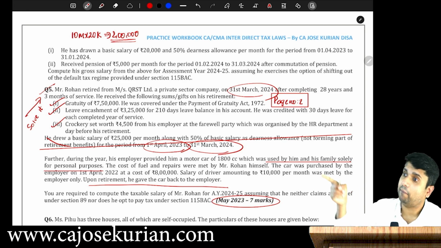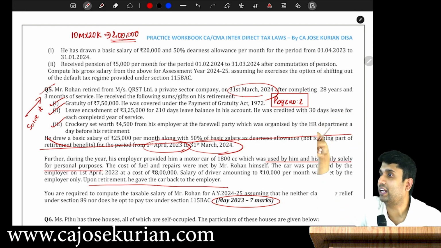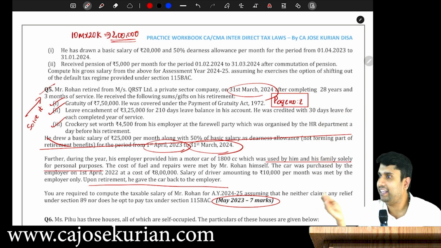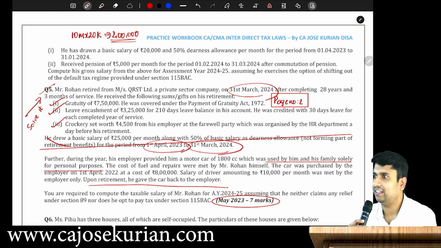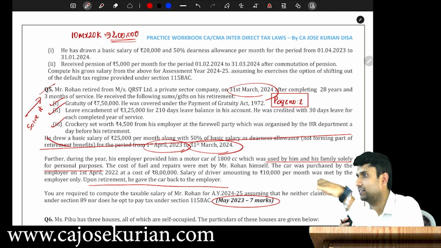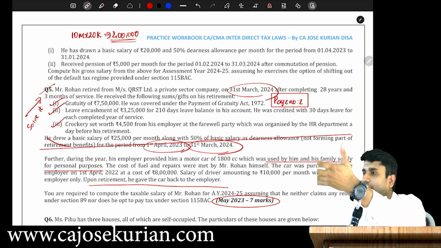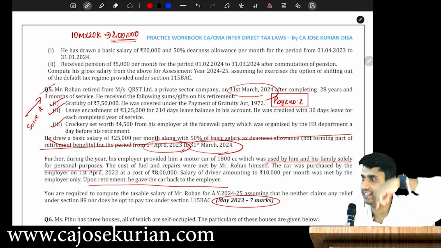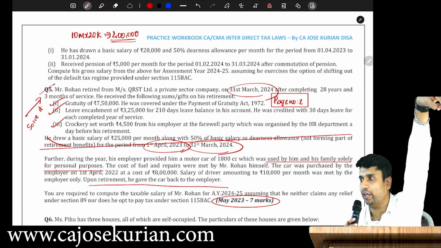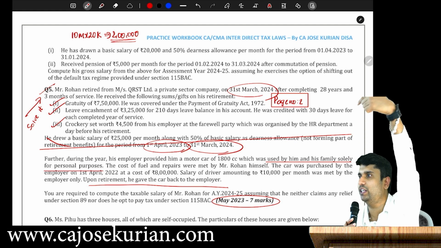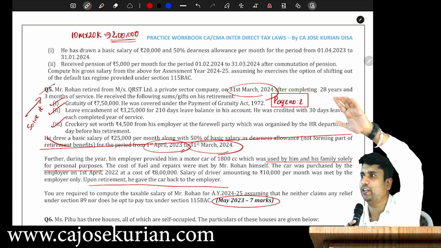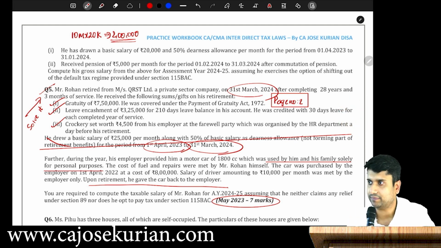Why? Because the employer has paid it. That is also a running charge. Running and maintenance means fuel, repair, driver salary also is a running expense. Out of that, repair and fuel are met by him only, but driver salary is met by the employer. So driver salary of 10,000 into 12 plus ownership of 8 lakh into 10% will be the taxable perquisite. Got it?